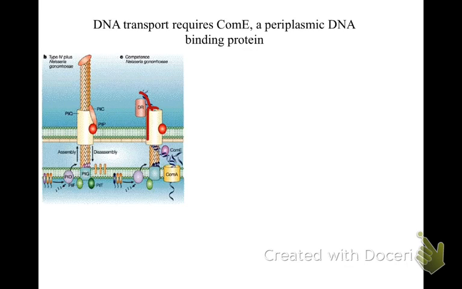This barrel structure out here is PilQ, the secretin. And then what they wanted to learn more about was an essential component called COM-E. They knew it was a periplasmic protein, and they knew that mutations in COM-E blocked the transformation process. So here was a study that was done to work out what COM-E was doing.